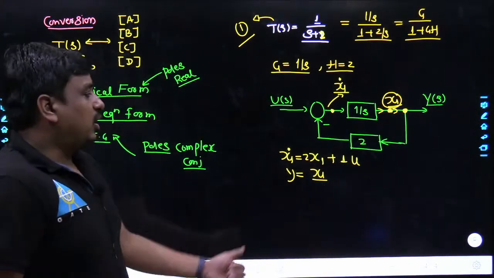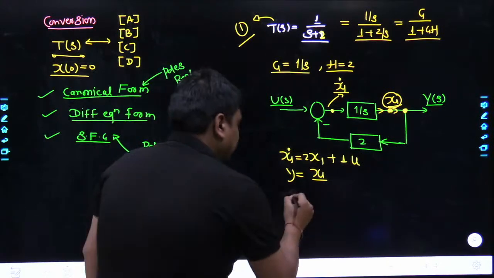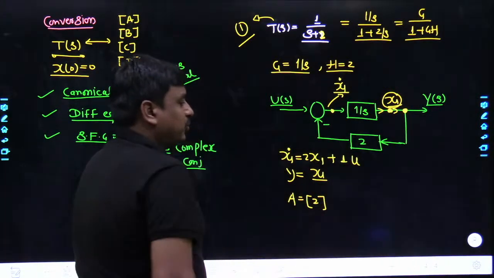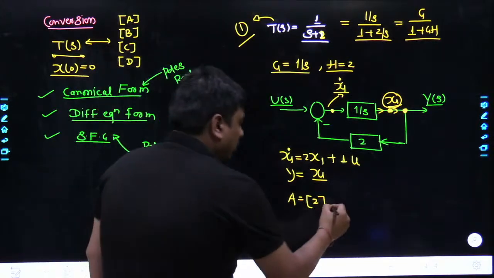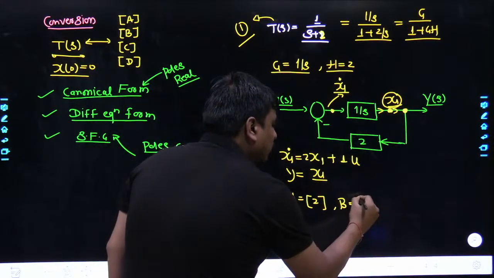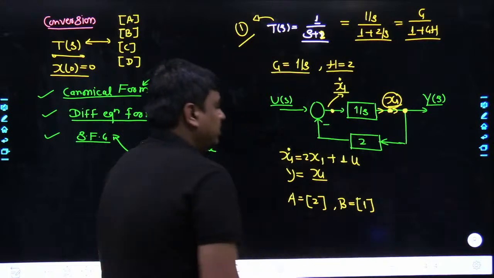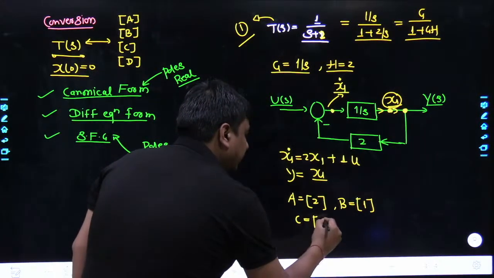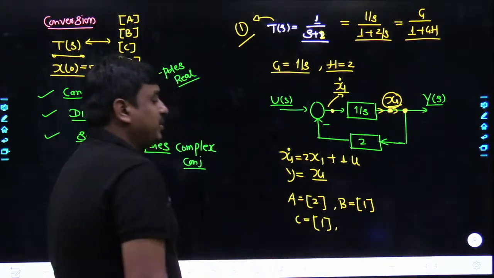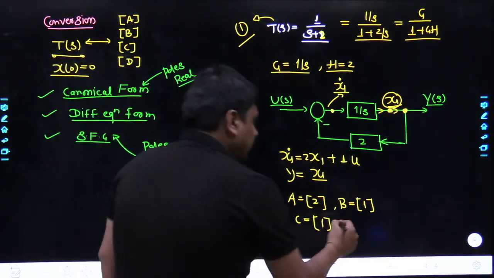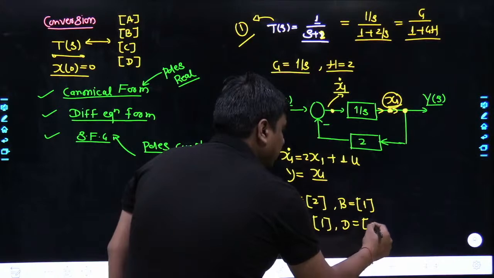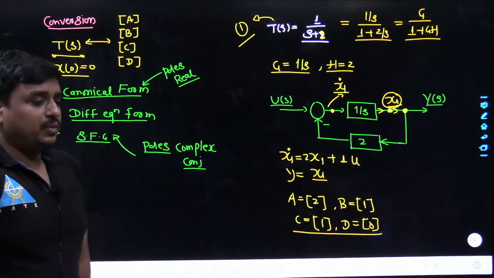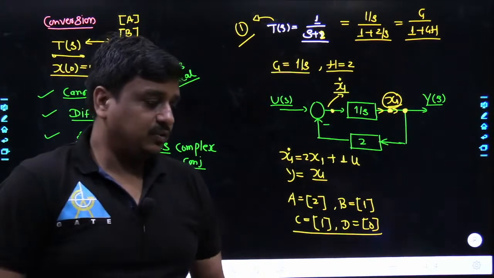Agreed? Now if we talk about A, it is going to be a 1 cross 1 matrix with the element 2. Similarly, B is again a 1 cross 1 matrix with the element 1. Similarly, the matrix C is 1 cross 1 again with the element 1. And D is going to be a null matrix. Nobody should have any doubt as such. Agreed? It's a canonical form.